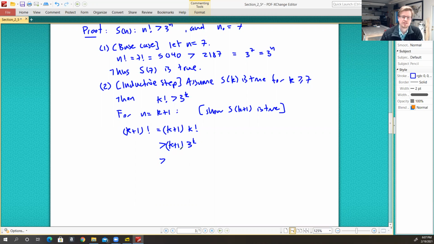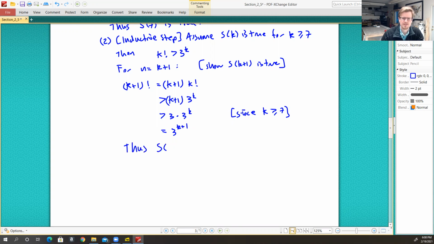Well, this is greater than 3 times 3 to the k, since k is greater than or equal to 7. Since k is at least 7, k plus 1 is at least 8. So if I replace it with something smaller, then I'm getting something smaller. Okay, 3 is definitely smaller than whatever k plus 1 is. So this thing is in fact larger than that thing. But that thing is the 3 to the k plus 1. And now I have exactly what I want. K plus 1 factorial is larger than 3 to the k plus 1.